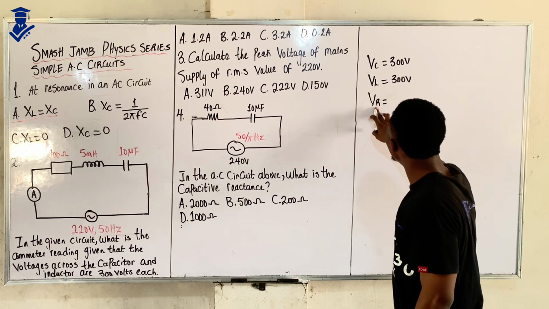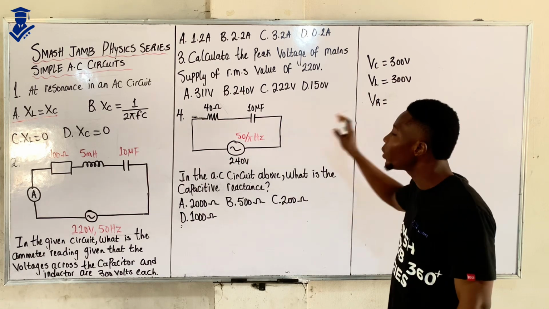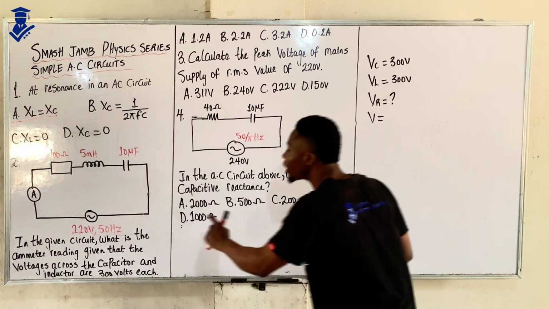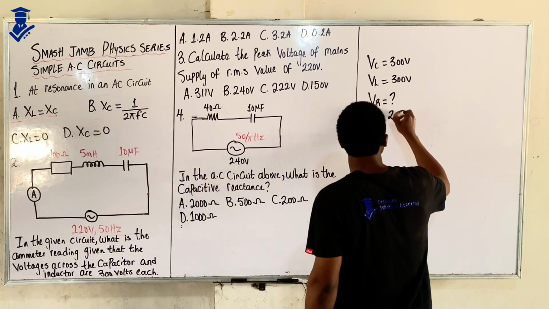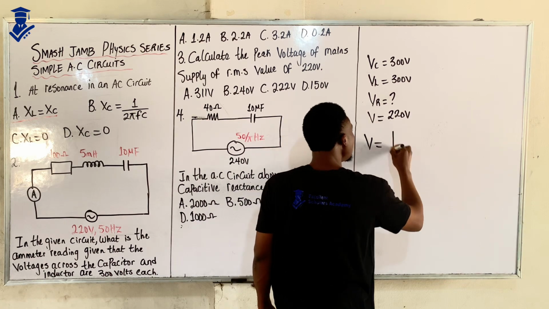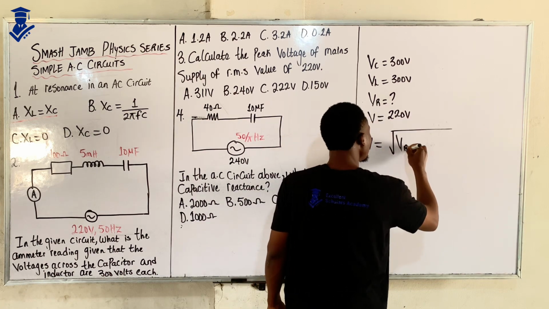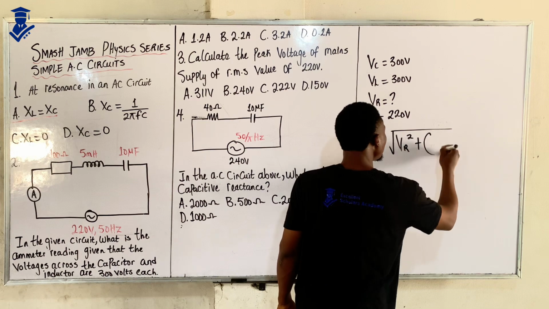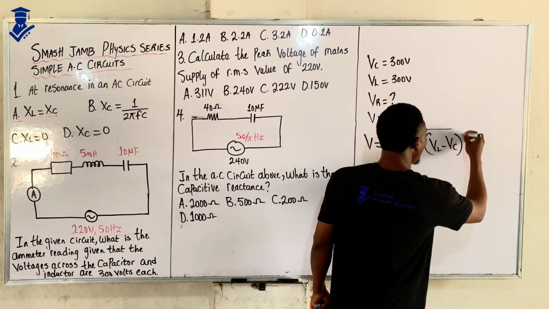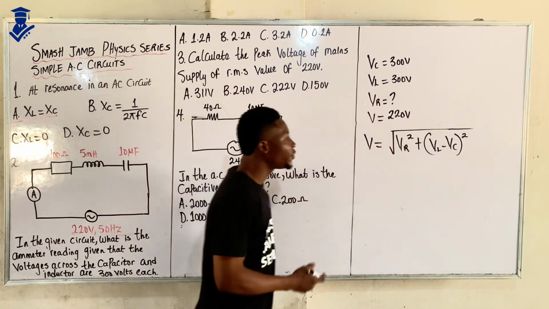Now we have to find our resistance voltage, so that we can be able to find the current. But we are given the total voltage. The total voltage in the circuit is 220 volts. And the formula we can use is V is equal to the square root of VR squared plus (VL minus VC) all squared.